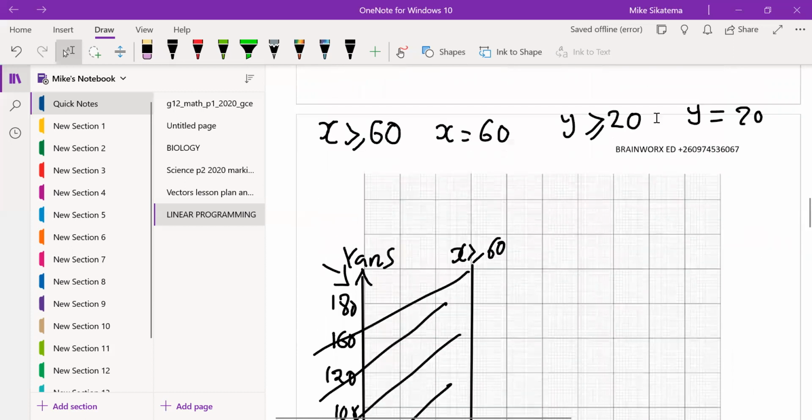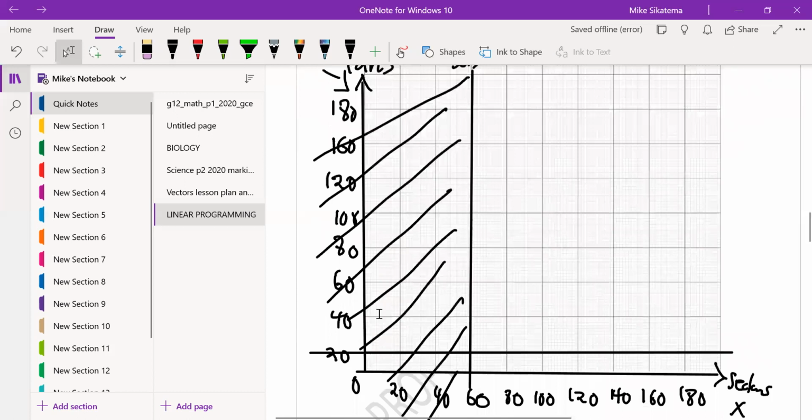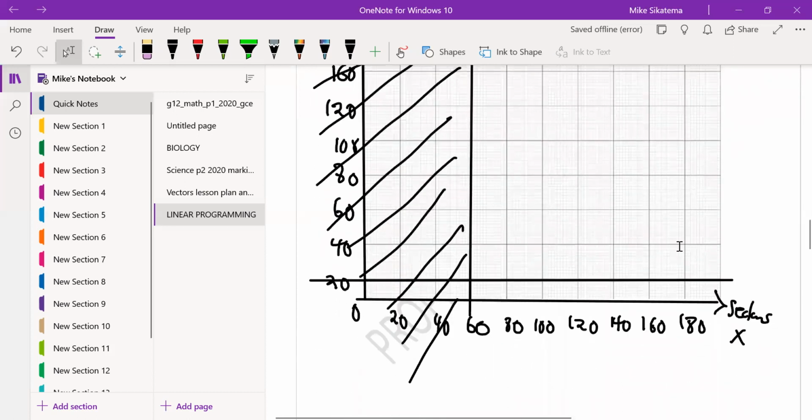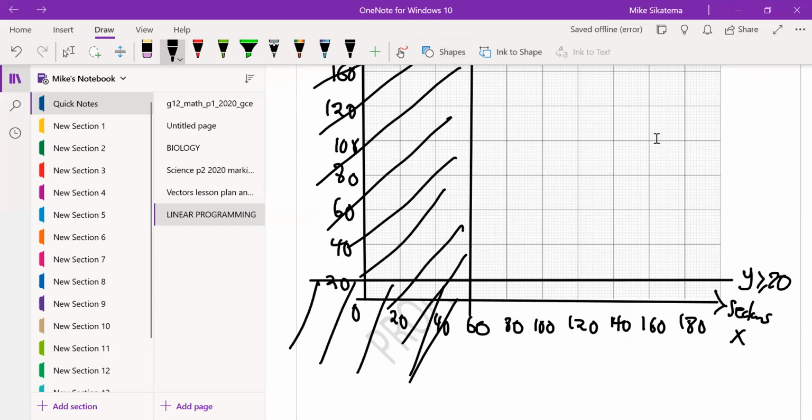So where's the solution set here? y is greater or equal to 20. So equal to 20 is there, greater than 20 is there. So the unwanted region is below this line. When we say y is greater or equal to 20, our solution set is above, so the unwanted region is definitely down below. Okay.